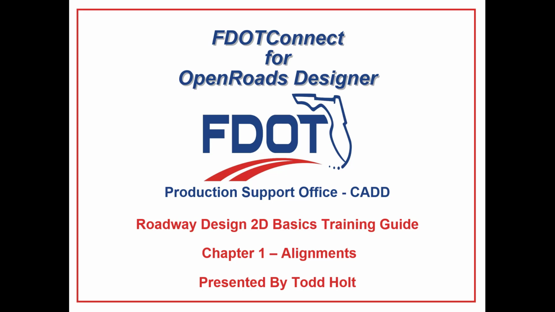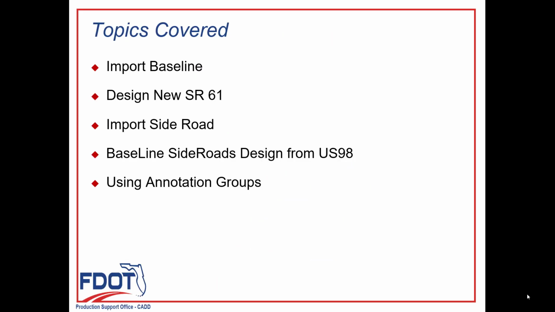In this series of videos, I will take you step by step through each exercise from the guide. Today we will start with Chapter 1, Alignments of the guide. Topics covered for Chapter 1 will be importing the baseline, designing a new State Road 61, import side roads, baseline side roads design from US 98, and using annotation groups.